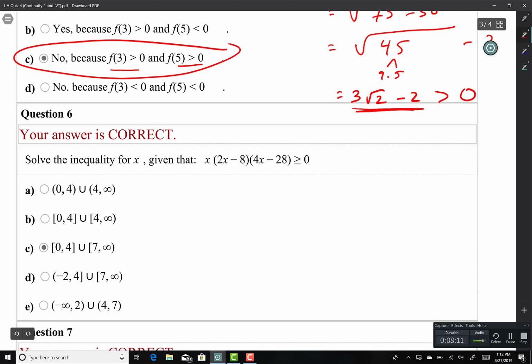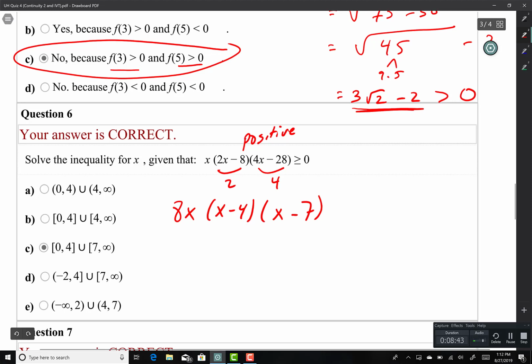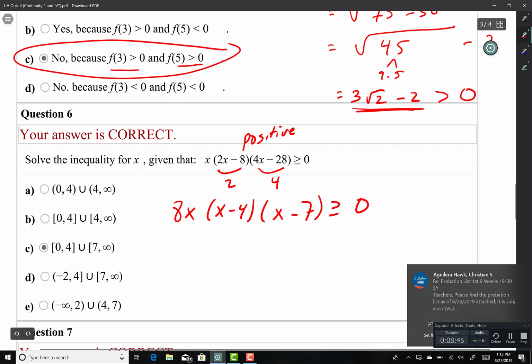Solve the inequality for x. So what I'm going to do, guys, first, they want this to always be larger than 0. So pretty much what it's saying is, when is it positive? I'm going to factor out a 2. I'm going to factor out a 4. 4 times 2 is 8, so I'm going to write it as 8x. Oh, I already factored out a 2, so that's not there anymore. x minus 4, and x minus, I believe that's a 7. Yeah, 7 times 4, 28. And I want that to be greater than or equal to 0.